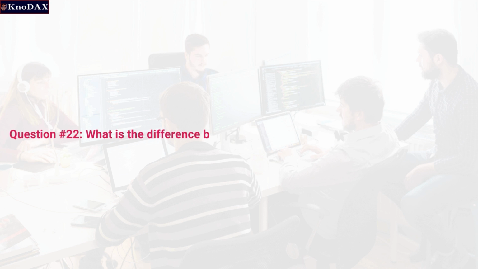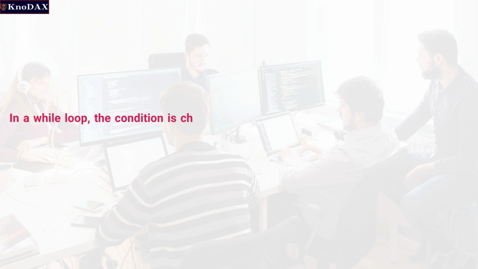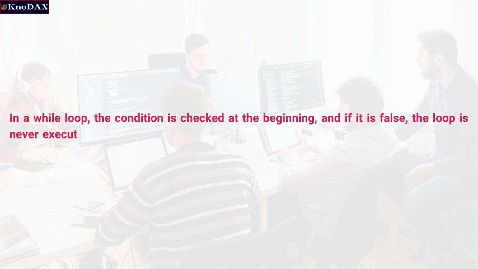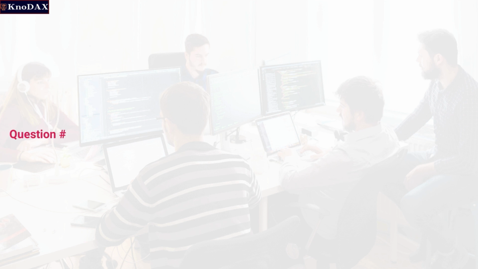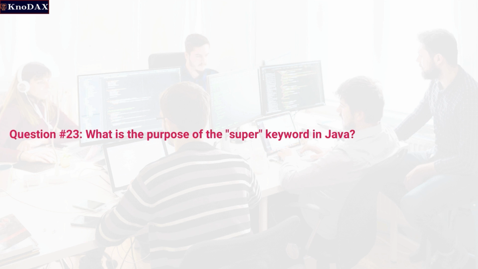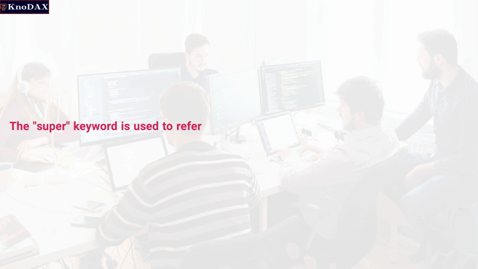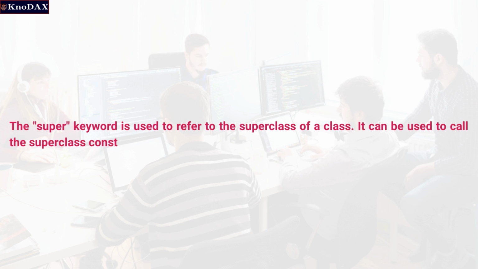What is the difference between a while loop and a do-while loop? In a while loop, the condition is checked at the beginning, and if it is false, the loop is never executed. In a do-while loop, the condition is checked at the end, so the loop is executed at least once before checking the condition. What is the purpose of the super keyword? The super keyword is used to refer to the superclass of a class. It can be used to call the superclass constructor and access the superclass's methods or variables.